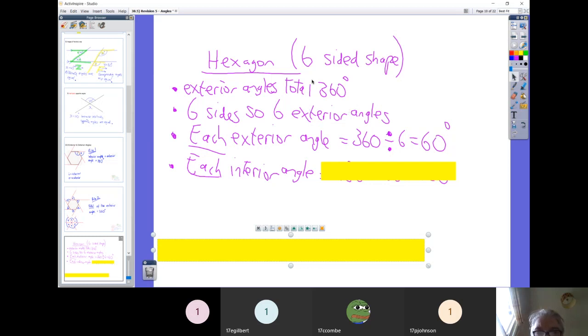So if they add up to 360 in total, and there are 6 of them, each of them must be 360 divided by 6, which is 60. So that's really using rule number 2, isn't it? The exterior angles total 360.